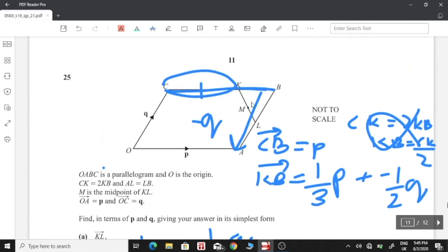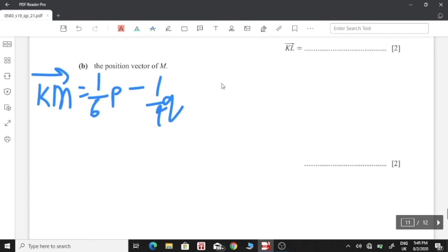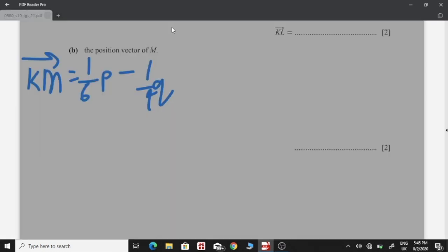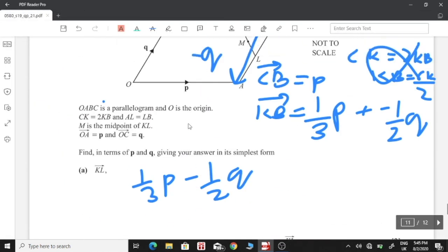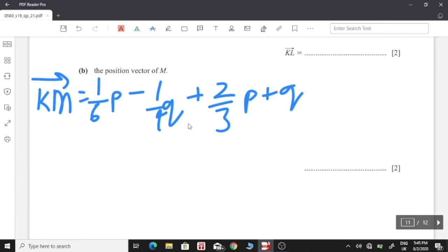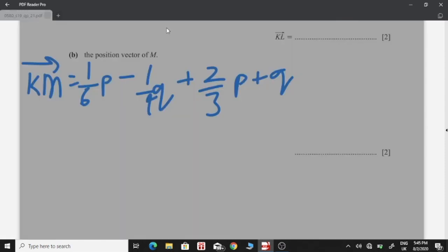So we figured out KM. Now we need to add the values of OC and CK. OC is Q and CK is 2 by 3P. So we add 2 by 3P and Q to KM, and we have our answer as 5 by 6P plus 3 by 4Q.